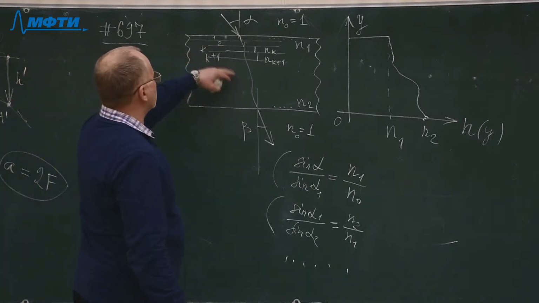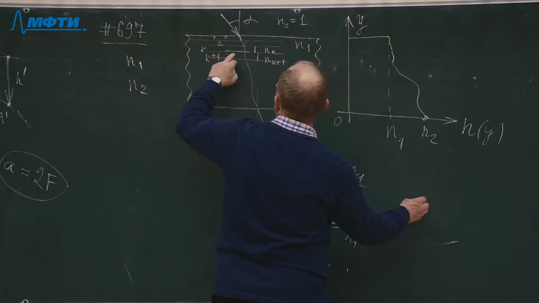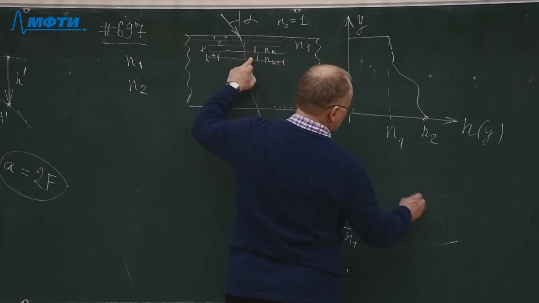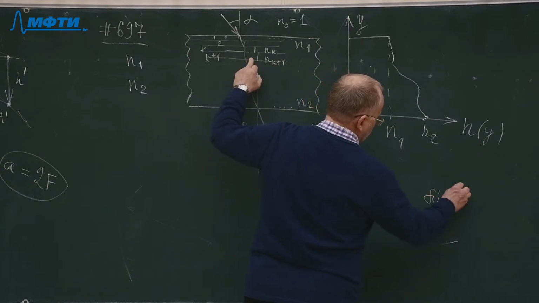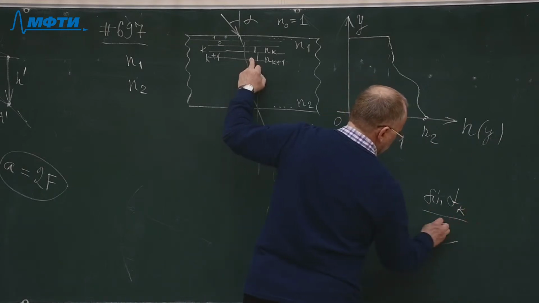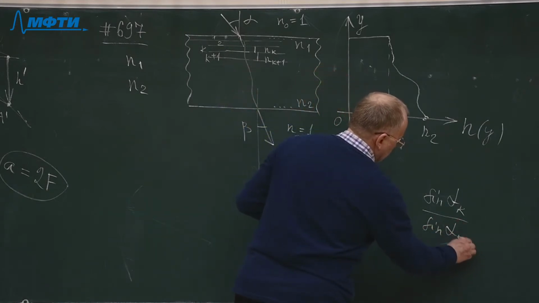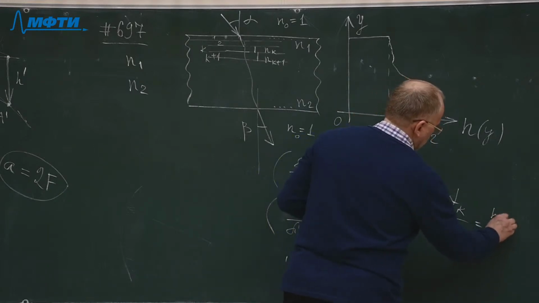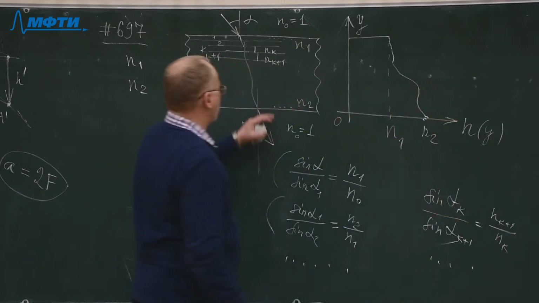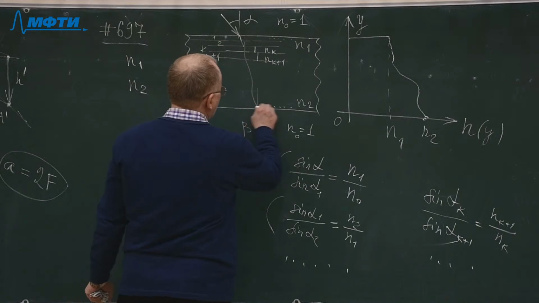And finally, for layer number k, for the interface between layers k and k plus 1, we will have that the sine of the angle of incidence in layer k, to the sine of the angle of refraction in layer k plus 1, will be equal to n k plus 1 divided by nk, and so on until the last interface, until the last surface.